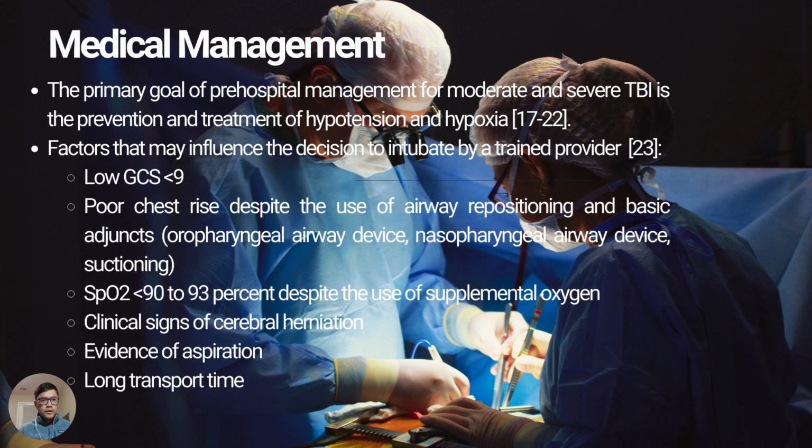So, as a trained provider, below are the factors that may influence this decision to intubate the patient. GCS score less than 9, poor chest rise despite the use of airway repositioning of the patient and basic adjuncts, SpO2 less than 90 to 93% despite the use of supplemental oxygenation, clinical signs of cerebral herniation, evidence of aspiration, and long transport time.